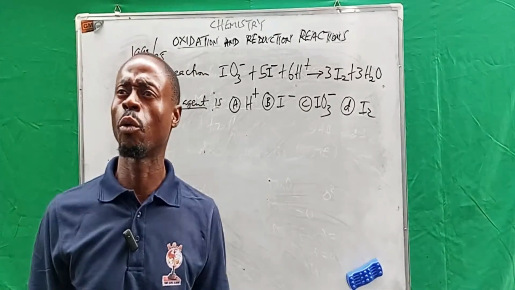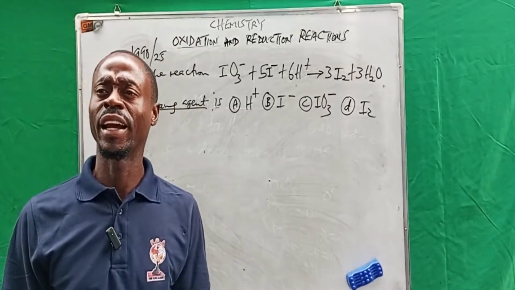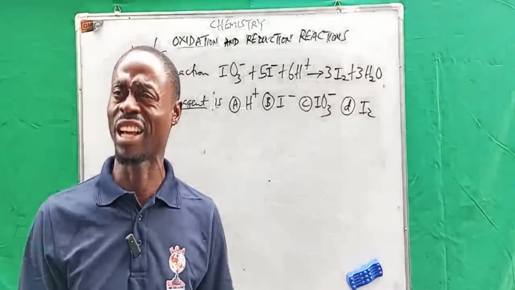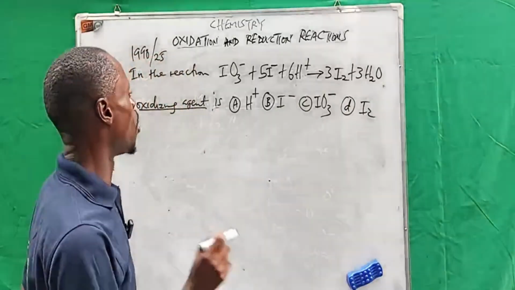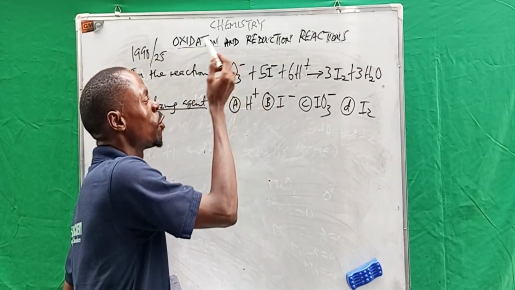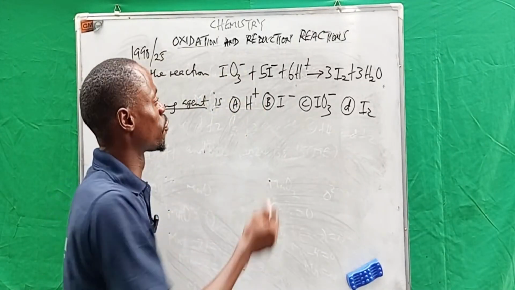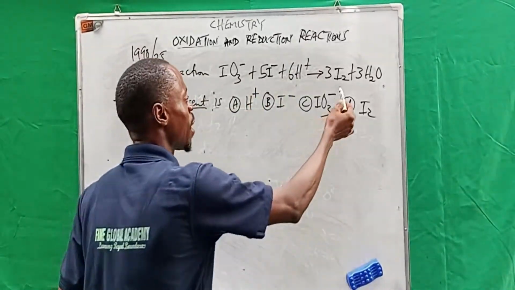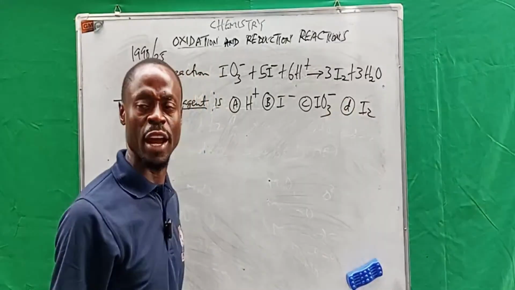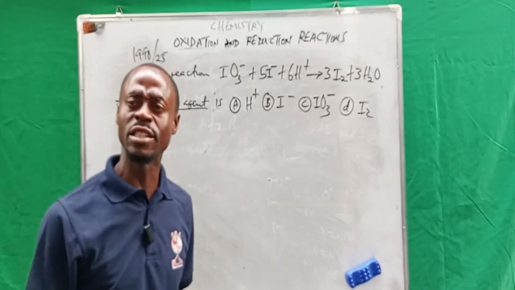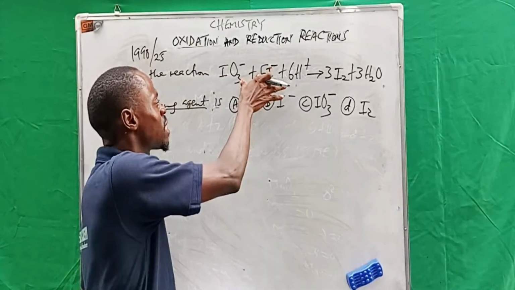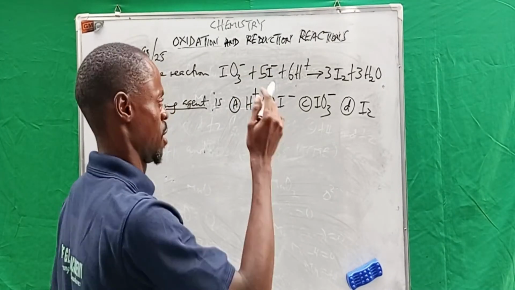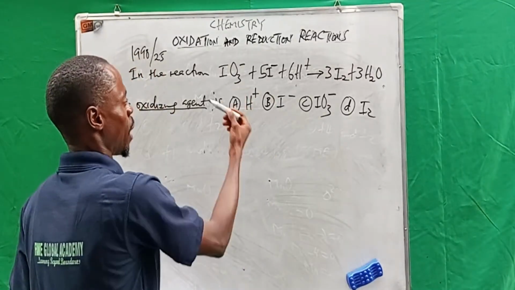One other thing I want us to understand is this. In trying to determine the presence of an oxidizing or reducing agent in a redox reaction, you must identify your oxidizing or reducing species from the reactant side, and never at the product side. So the oxidizing agent and reducing agent are always present at the reactant side. Let's look at this question now, as we have on the board.